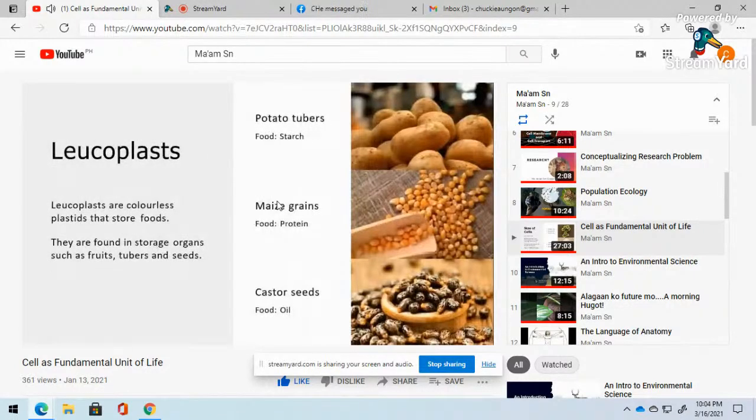The leucoplasts are colorless plastids that store food. So they are found in storage organs such as fruits, tubers, and seeds. Example, we have here the potato tubers that contain the food starch. So the food is in a form of starch. The maize grains, the food is in the form of protein. And for the castor seeds, the food is in the form of oil.